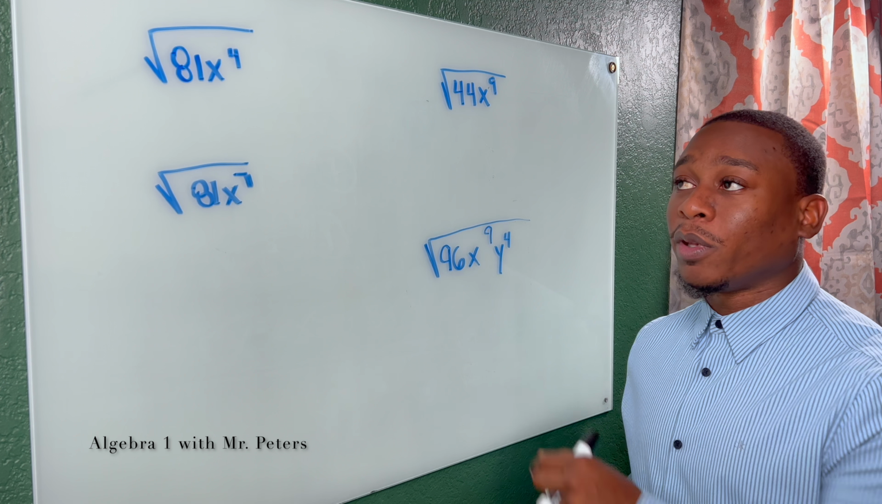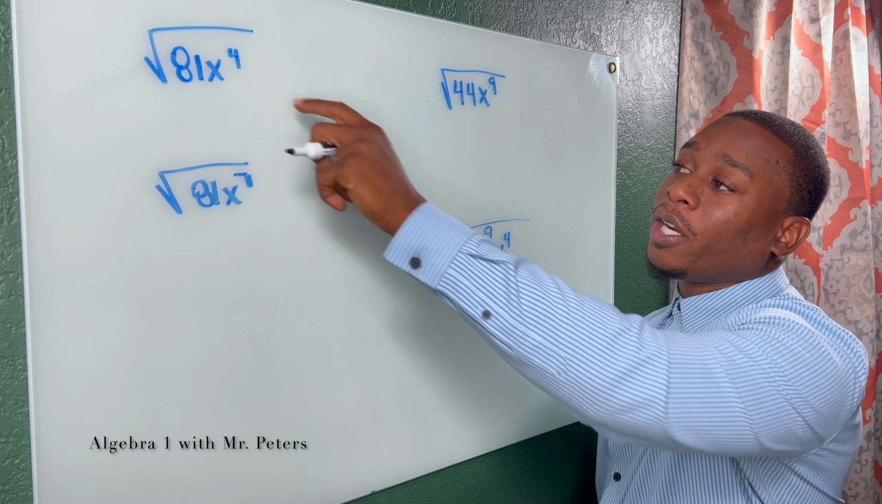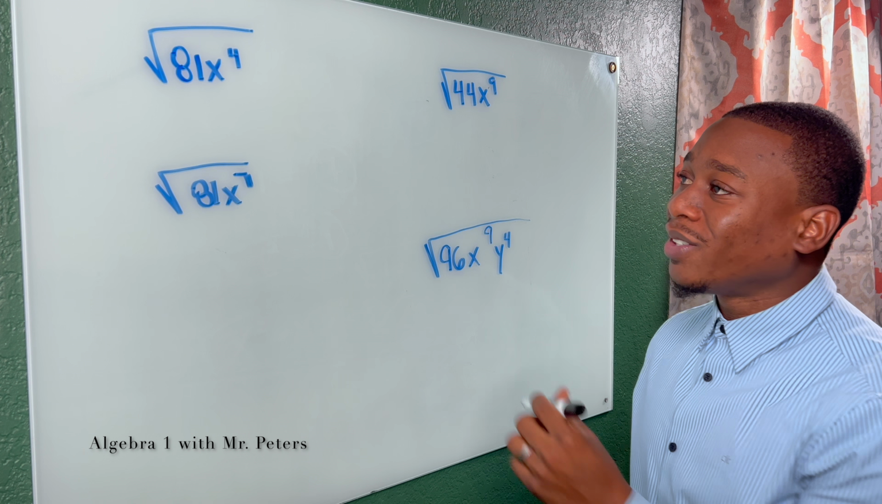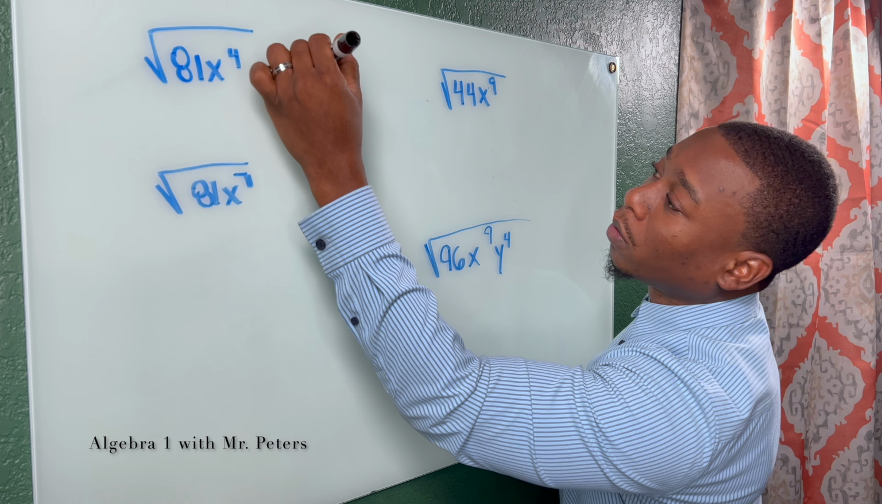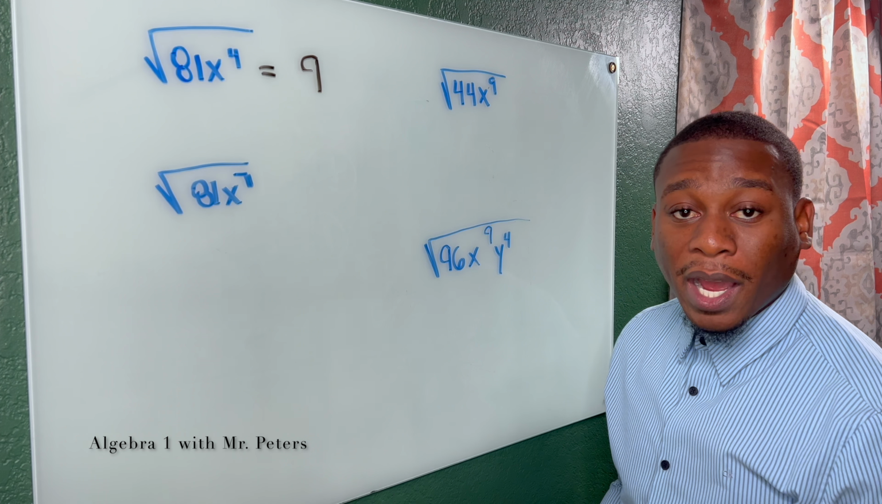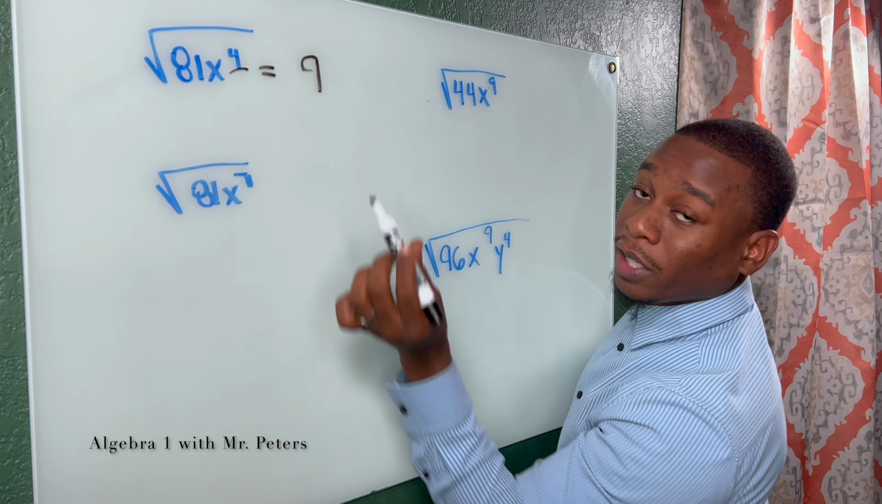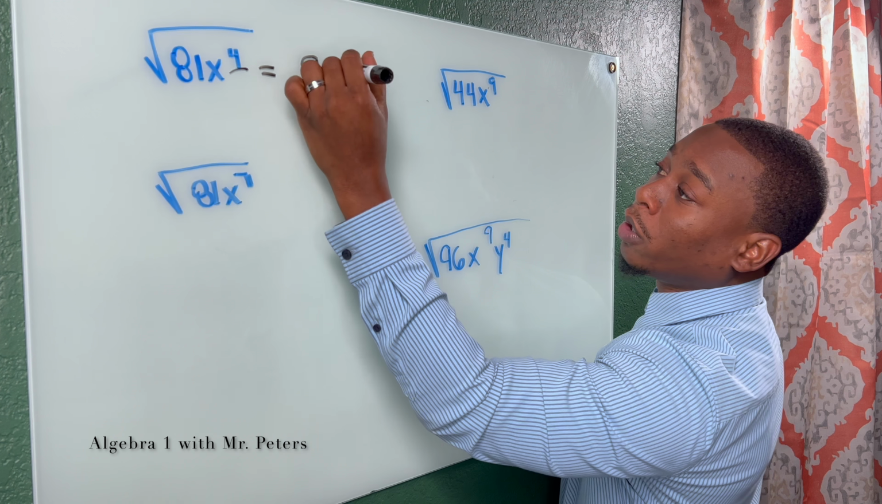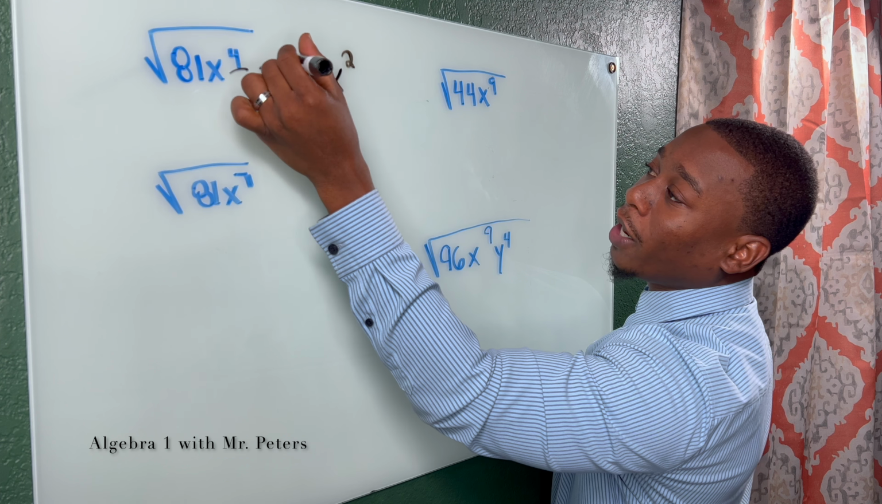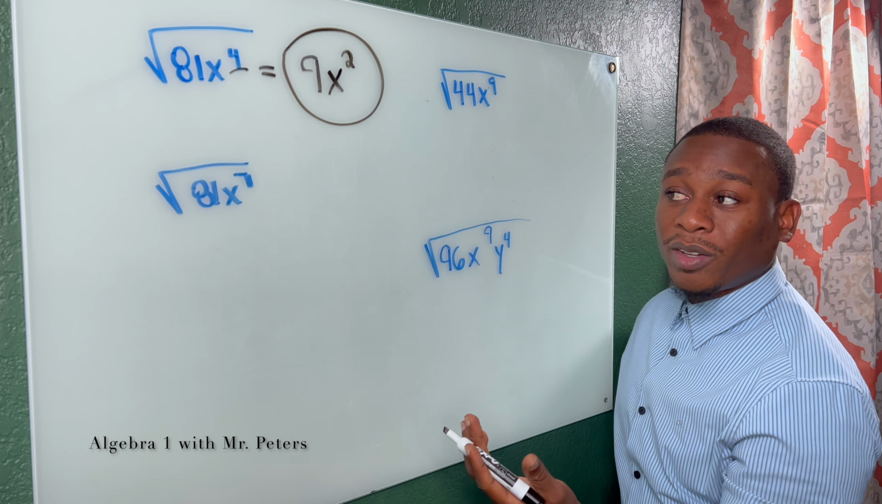So first example, they want us to simplify the square root of 81x to the 4th power. So guys, we know that 81 is a perfect square, right? Its square root is 9. For x to the 4th, we have an even exponent. So how many pairs of 2 do we have in 4? That's 2. So we're going to have 9x squared. That is our final answer.